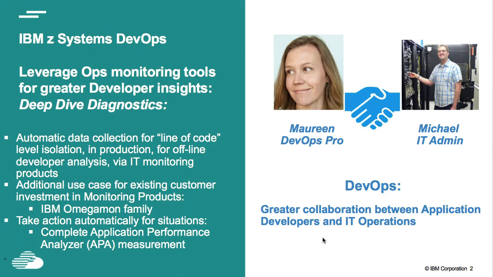In this video, we're going to look at leveraging operation monitoring tools for greater developer insight, Deep Dive Diagnostics. We'll show automatic data collection for line of code level isolation in production, for later offline developer analysis using IT monitoring products. This is an additional use case for existing customer investment in IBM monitoring products such as IBM Omegamon. And we'll take action automatically for situations. In this video, we show the completion of an Application Performance Analyzer, or APA, measurement.